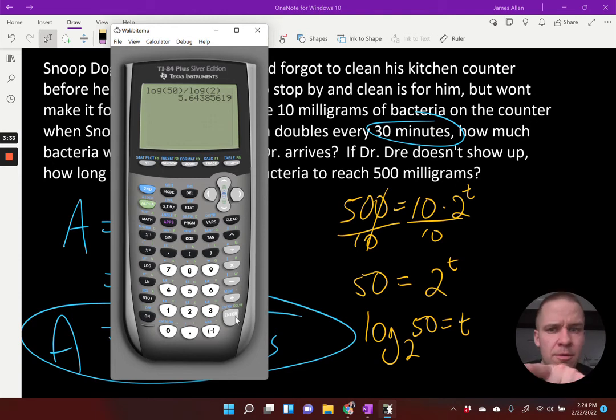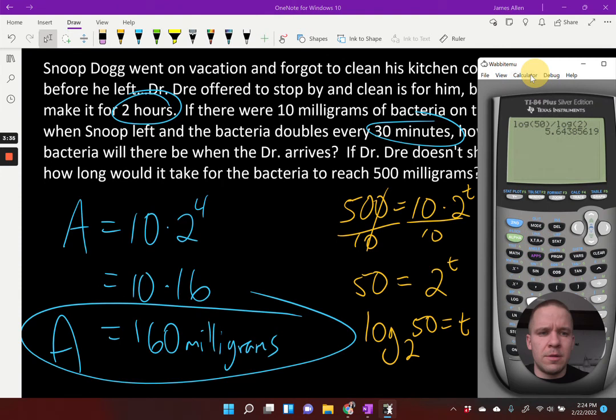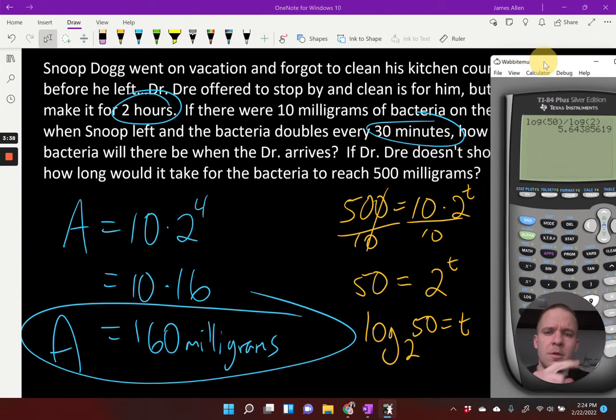That's how many hours, right? Or is that how many hours? Hold on. I think we got to interpret some things here, shouldn't we? Okay, let's think. Well, it doubles every 30 minutes, right? So T is actually the number of times that it's doubled, okay? So it's doubled 5.64 times. It doubles twice an hour, right? So if you look back at the original 2 hours, our exponent was 4. I need to cut this in half to get my time.